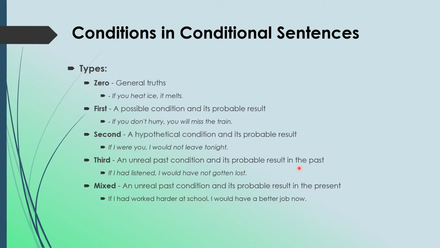And of course, there is another type of condition that is mixed. You might not find it in grammar books or sources, but I should tell you there is a presence of mixed conditions, and those conditions are the unreal past condition and its probable result in the present. I talked about in the previous slides that something happened in the past, and still you are bearing the consequences. For example, if I had worked harder at school, I would have a better job now.